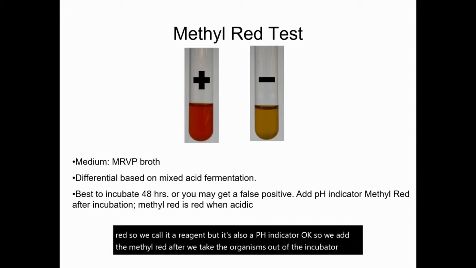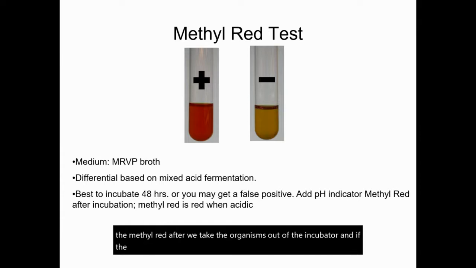And if the media in the test tube is acidic, then the methyl red will cause all of the media to turn red, like you see on the left-hand picture. And if fermentation did not occur, meaning the pH is not acidic, then adding the methyl red reagent won't do anything. So there will not be a color change, and the media will remain that kind of copper amber color that you see on the right.